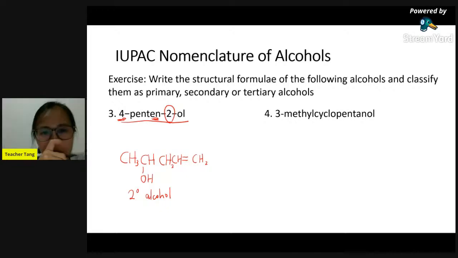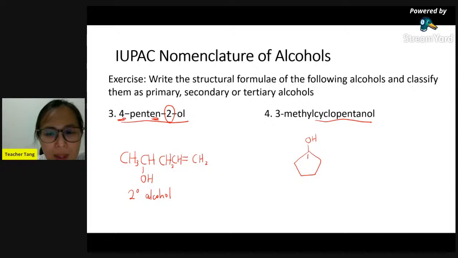So now we move on to look at example 4. So example 4, how to draw the alcohol? Again, cyclopentanol. Cyclopentanol, so 5 carbons attached to a hydroxyl group. So one of the carbons has the hydroxyl group. So this is carbon number 1, number 2, number 3, so it has the methyl group. So this is 3-methyl cyclopentanol.